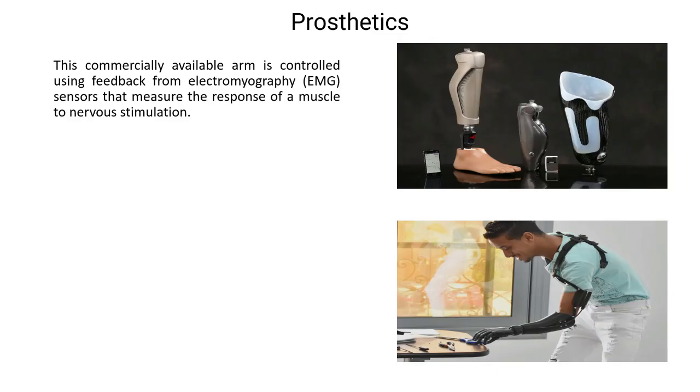Then we have various prosthetics, limb prosthetics, legs. What is the difference between orthotics and prosthetics? Orthotics is skeletal-muscular.